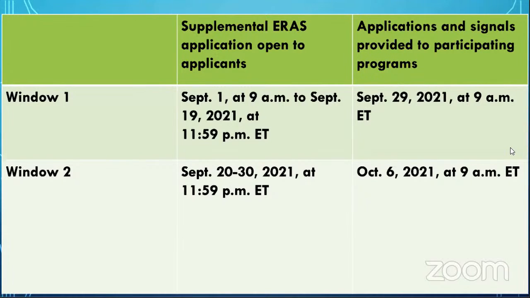For people who don't complete their ERAS supplement, the second window will start from September 20 till September 30. So it will close on September 30 at 11:59 p.m. Eastern Time. That one will be shown to the programs on October 6th at 9 a.m. Eastern Time. And according to AAMC, the application will basically be uploaded again every week. So it's updated.